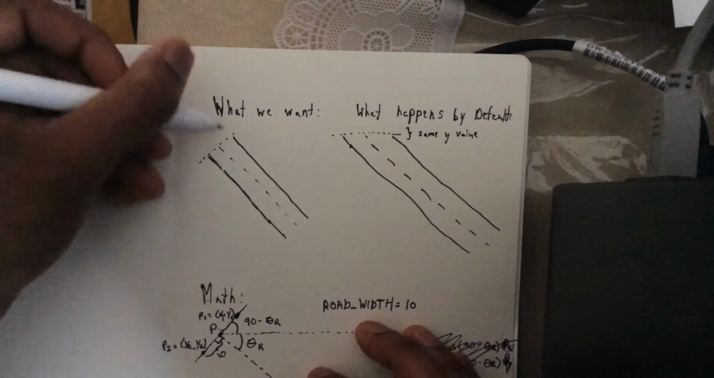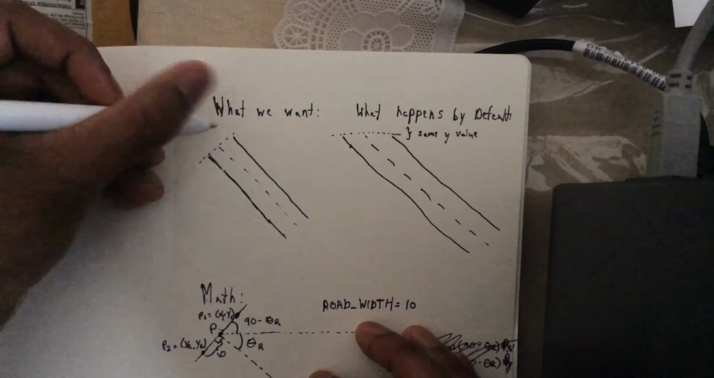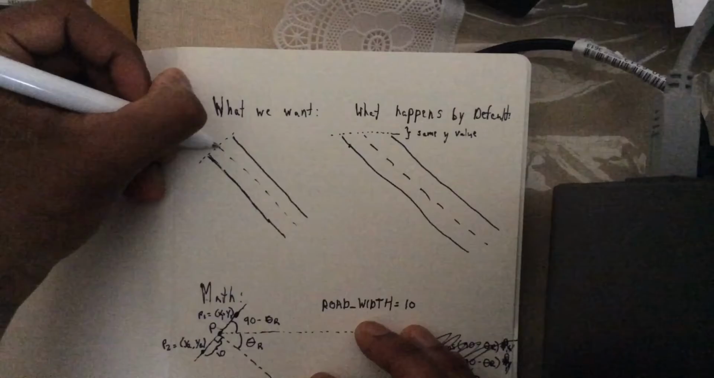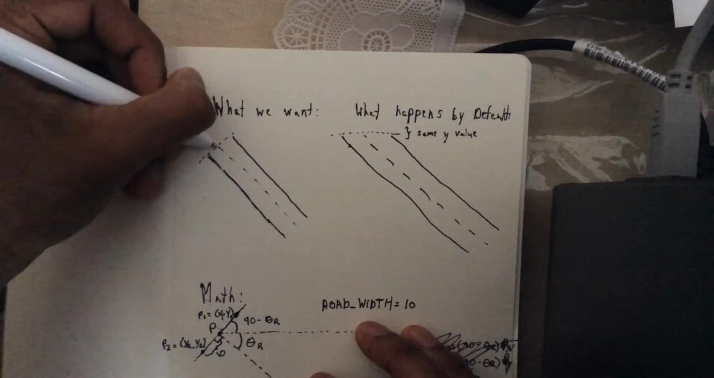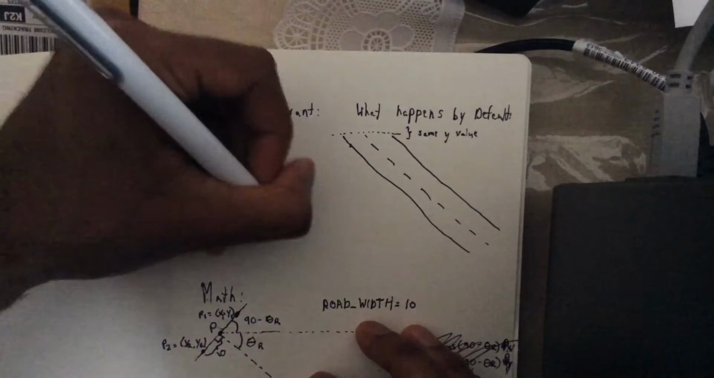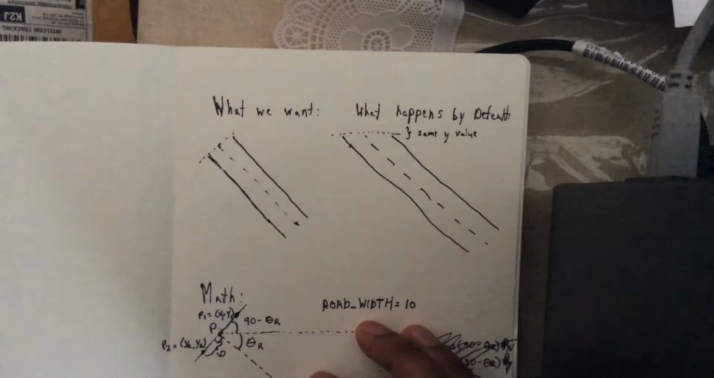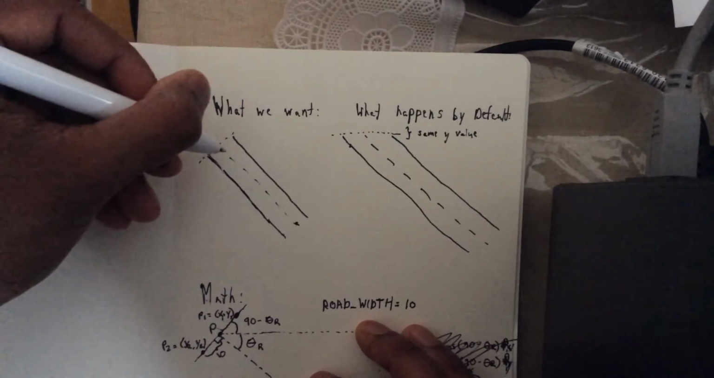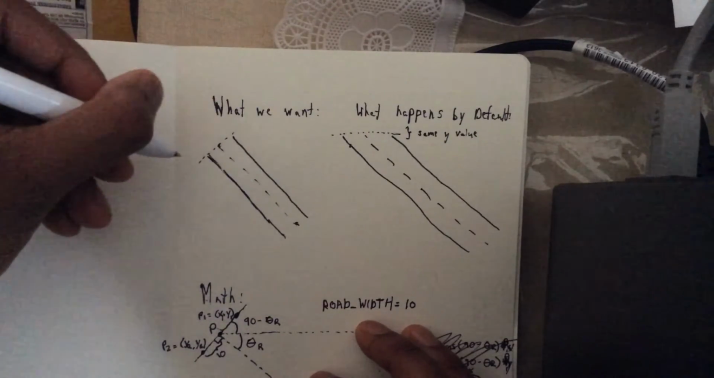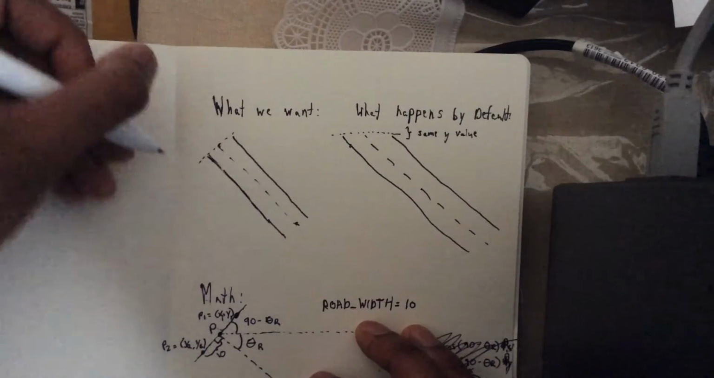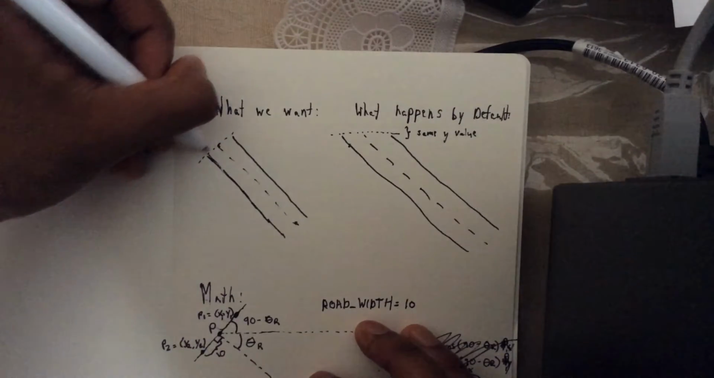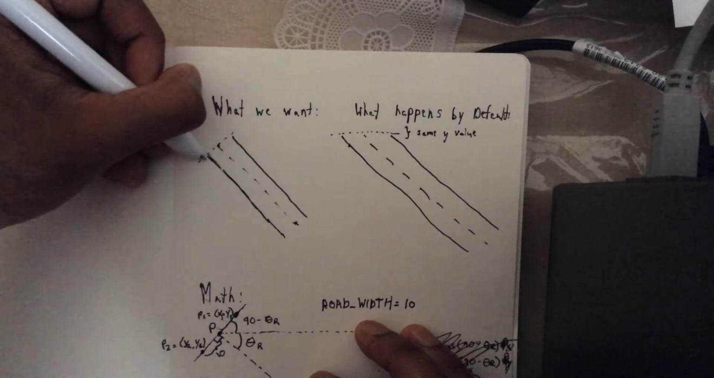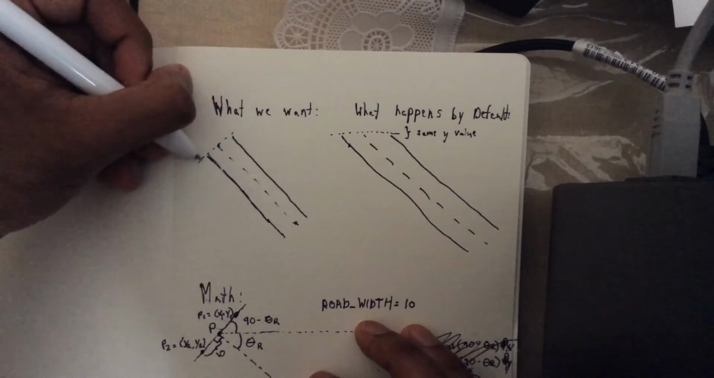So just to reiterate the problem, this over here is what we want. We have a road that starts at this point and ends at this point over here. We want the border lines on the right and left of the road to be parallel to the road, but also to be in the same plane in which the road starts.